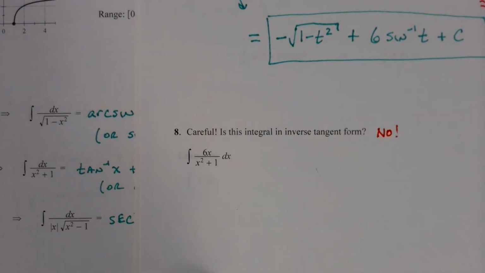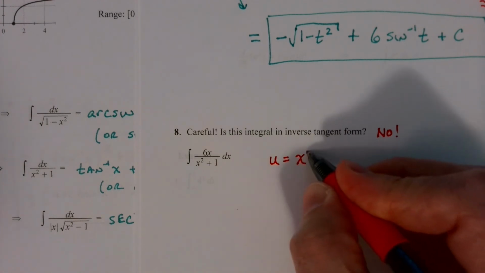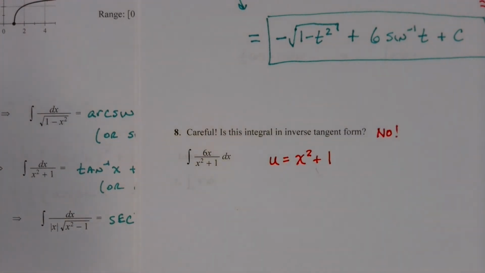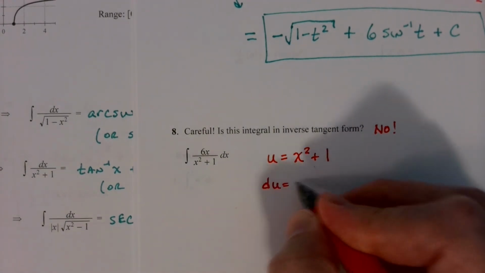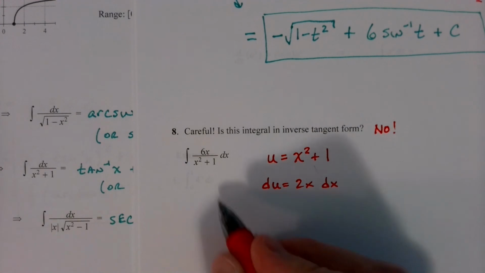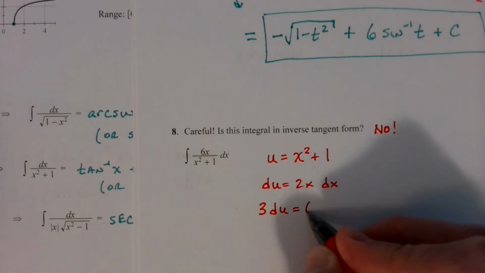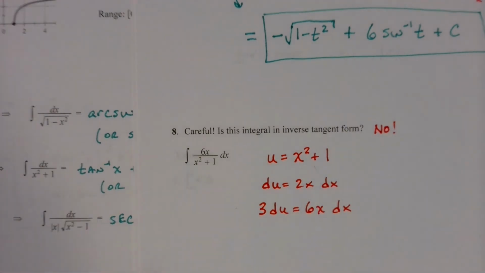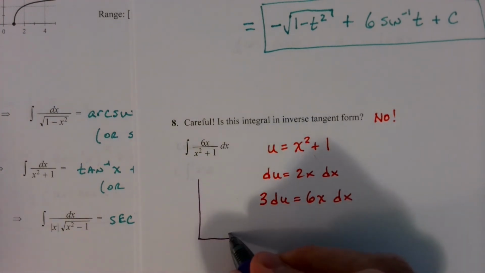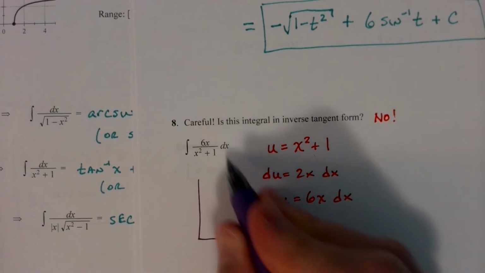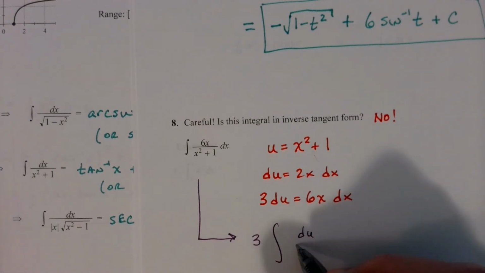It's a simple u substitution. In other words, now if I let u be the denominator, this time this will work because the derivative of x squared plus 1 is 2x. So du is 2x dx. I've got a 6x dx, so if I multiply both sides by 3 times 2, I can get everything to match up. And this integral then becomes 6x dx is 3 du, pull that 3 out, and the denominator is just what?